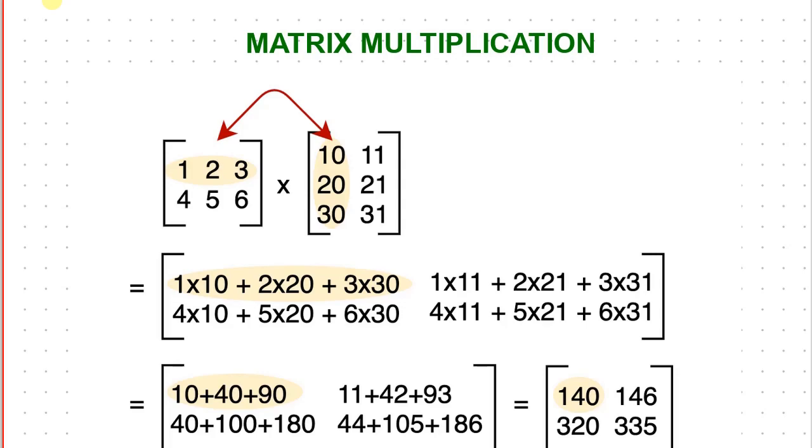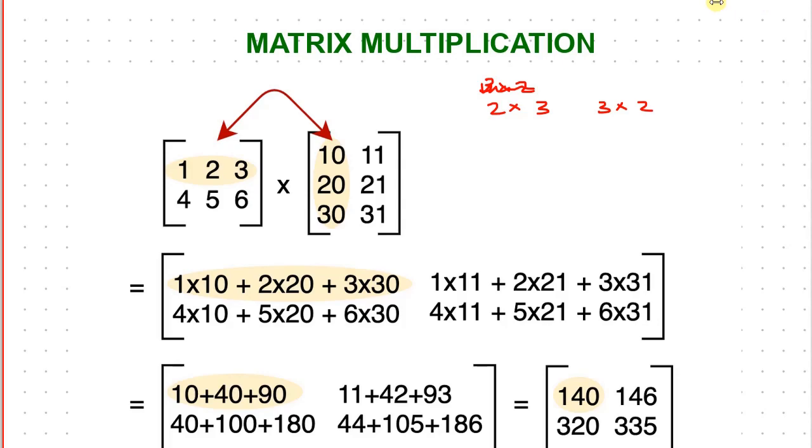So first let's see the dimensions of the matrix. Here you have two matrices. The first matrix has 2 rows and 3 columns. The second matrix has 3 rows and 2 columns. So the size will be a 3 by 2 matrix. We have a 2 by 3 matrix first, 2 rows and 3 columns, and the second one is a 3 by 2 matrix, with 3 rows and 2 columns.